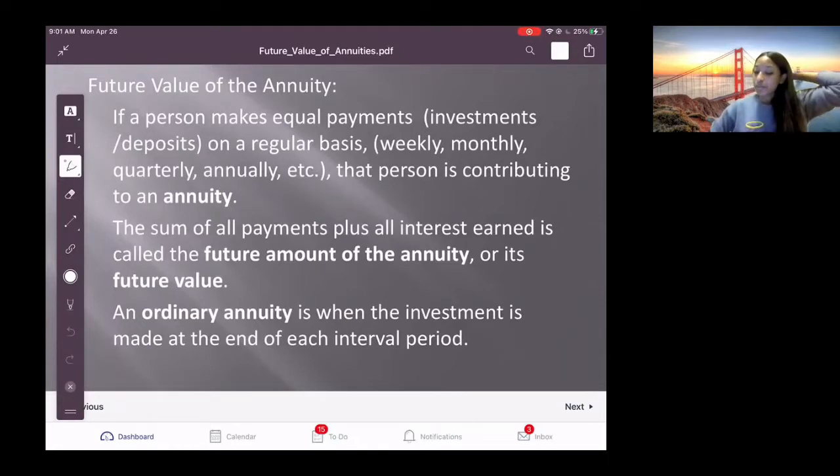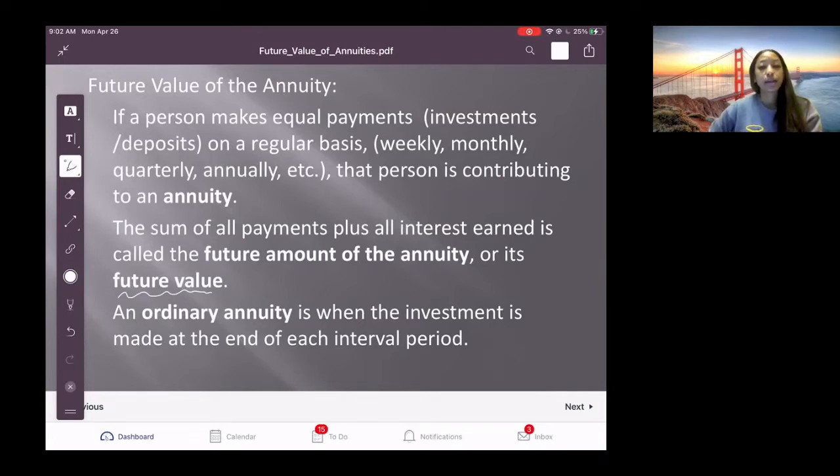The sum of all of the payments plus the interest earned on those payments is called the future value of the annuity, or the future amount of the annuity. Notice this terminology, future value. We've seen this before, okay? You can have future value for a regular compound interest problem. You can have future value for an annuity. You can have future value for simple interest. Future value just means how much money do we have in the future at the end of this investment. Future value of an annuity has its own formula though, and we'll go over that in just a second.